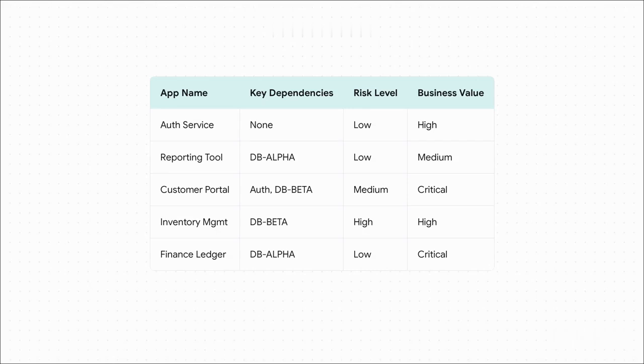Let's make this a little more real. Here's a simplified application portfolio that we're going to use for our examples. You can see we've got an auth service with 0 dependencies, a reporting tool that's tied to one database, a critical customer portal with a bunch of dependencies, and so on. Just notice the mix of risk levels and business value here. This is the kind of raw data we're going to use to build out our strategic plan.